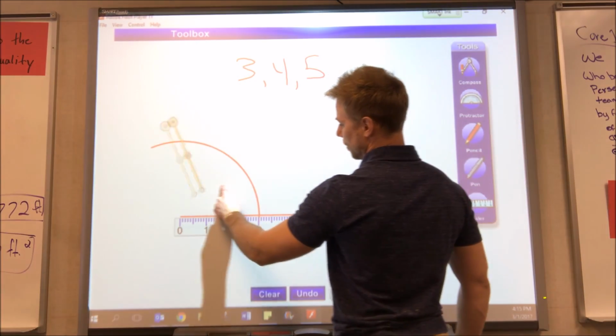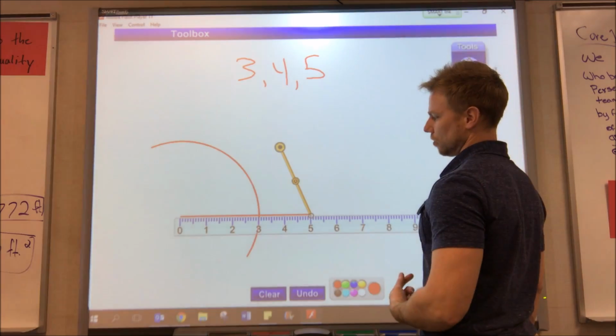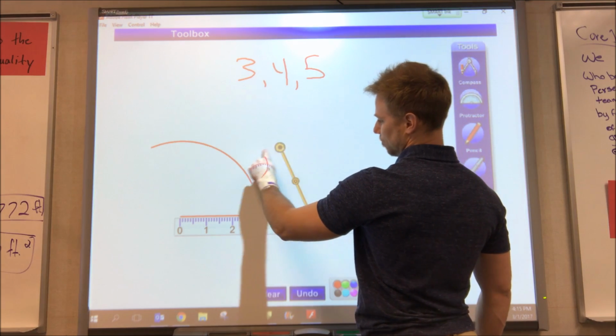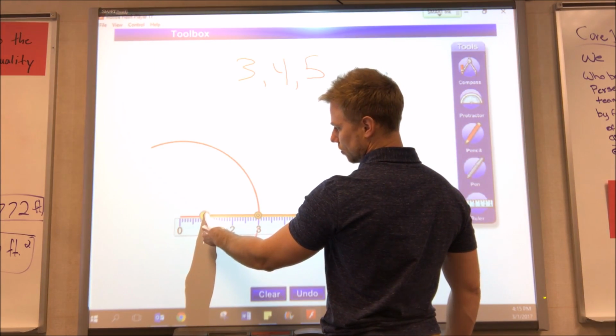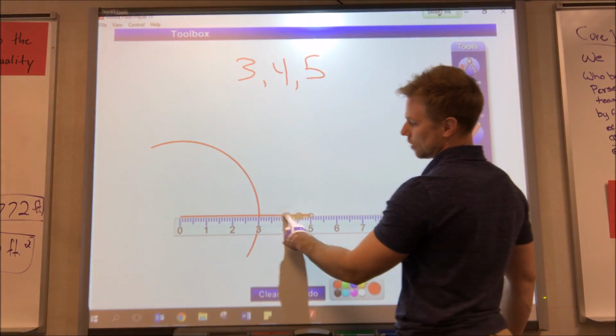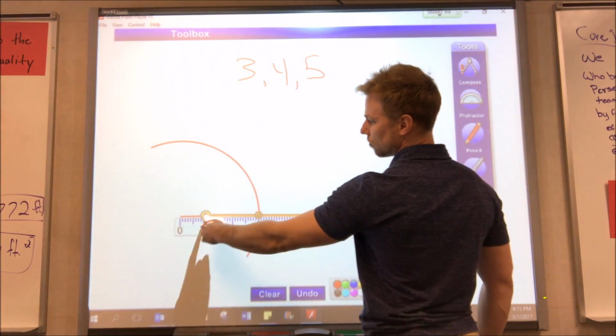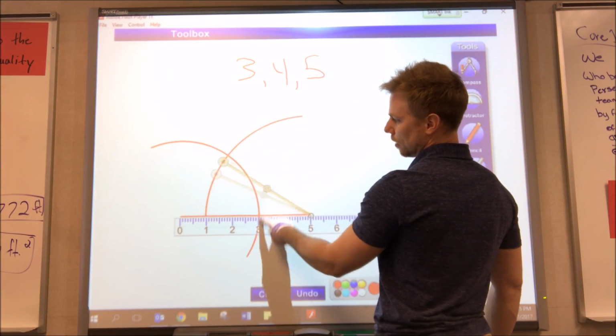Then I'm going to take that compass and move it to the other end of my base, or the bottom side, and it needs to be 4, so I stretch it out a length of 4. Notice I don't go to the number 4, because that's only a length of 1. I need a length of 4, which brings me 1, 2, 3, 4, all the way down to 1. Make a mark.